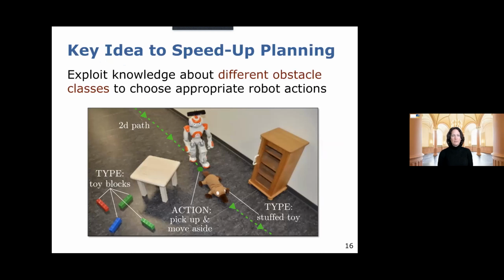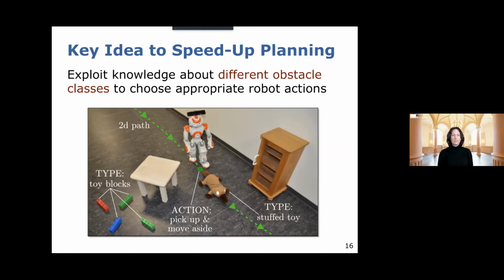In this example, the robot has to navigate through an area where objects are blocking its way to the goal. And here the robot can either decide to pick up and move aside the stuffed toy here, or it can, for example, perform footstep planning over these toy blocks here. In this case, the robot would decide to pick up the stuffed toy and move it aside and then continue walking. And the question is, how is this kind of planning realized? I want to explain to you the approach we developed in the following.